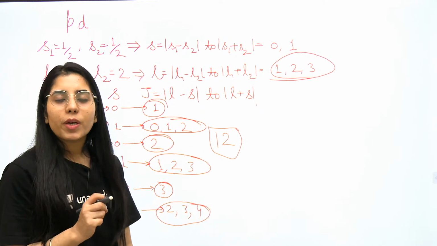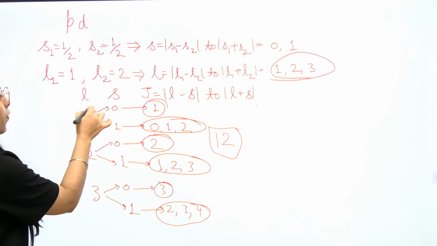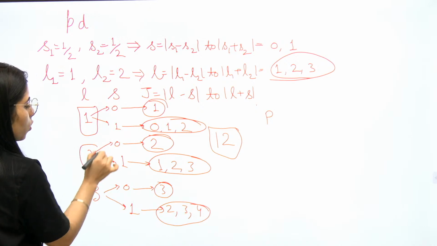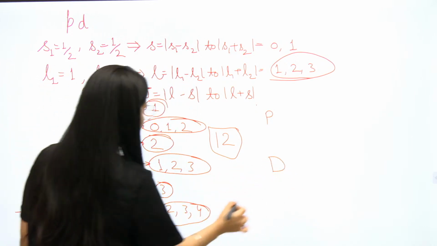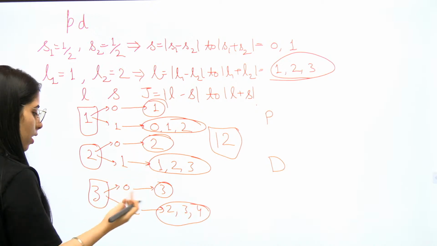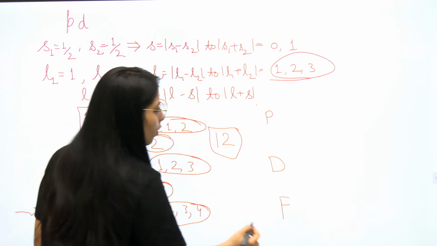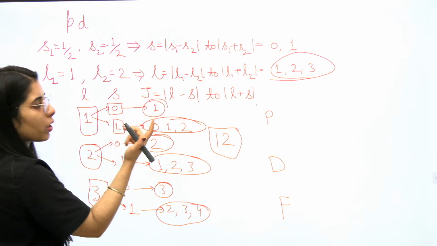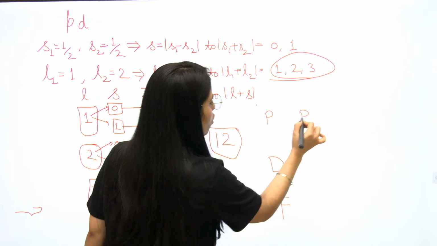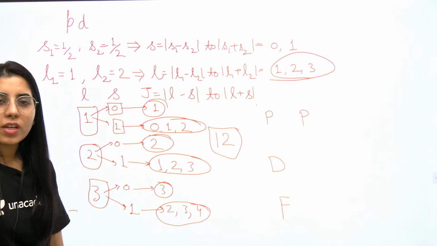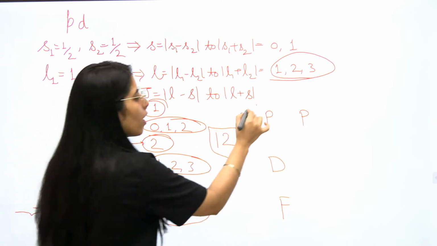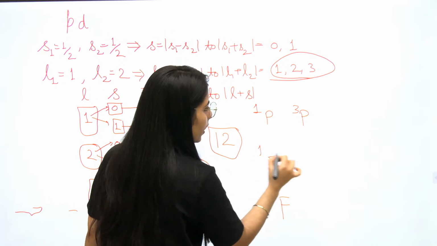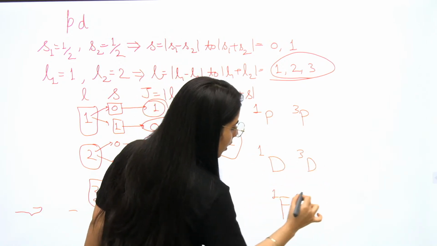If you want to write all the spectroscopic terms, you can. What is the value of L here? 1. For 1, it's P. For 2, it's D. For 3, S, P, D, F, it's F. Now I will write it twice. Why? Because the multiplicity will be different for spin 0 and 1. So P and P. For spin 0, always 2S plus 1, which means 2 into 0 plus 1 will be 1. For spin 1, it's going to be 3. Clear? So 1D, 3D, 1F, 3F.